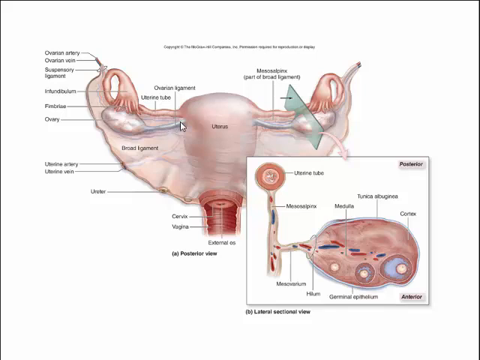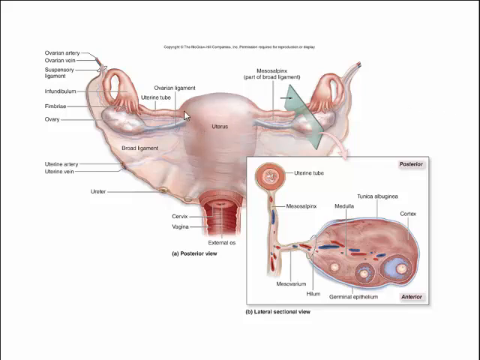Additionally, there is an ovarian ligament that connects the ovary to the wall of the uterus. And if you look at this sectional view, you can see that the regions of the broad ligament that are associated with the uterine tube and the ovary itself are extensions called the mesosalpinx and the mesovarium.